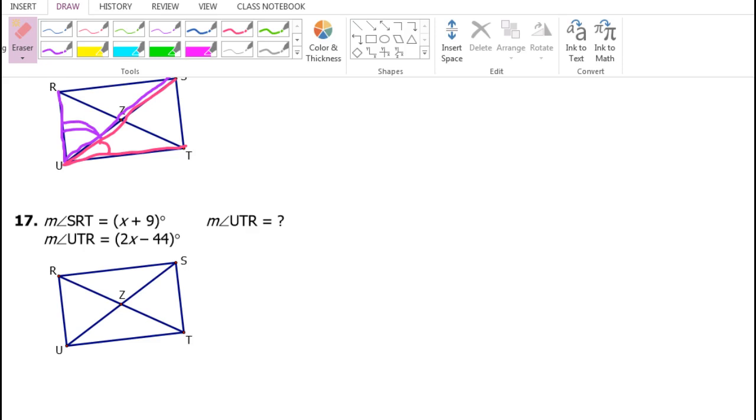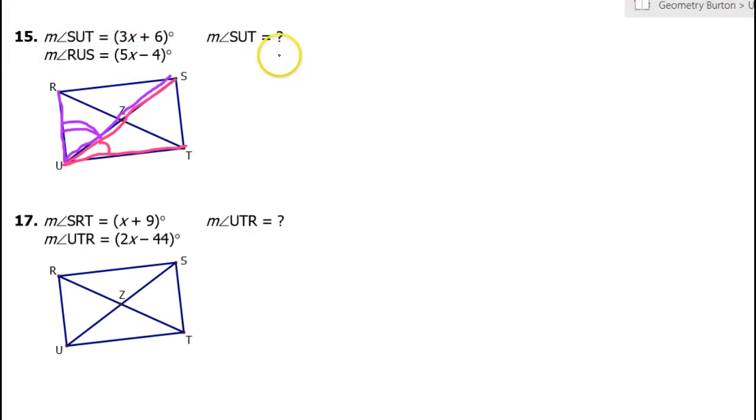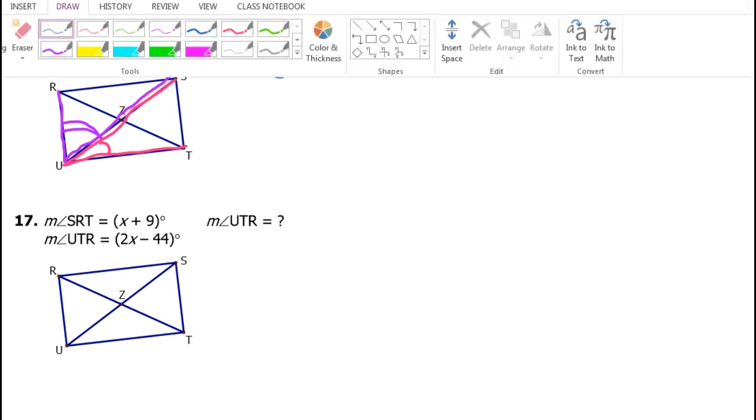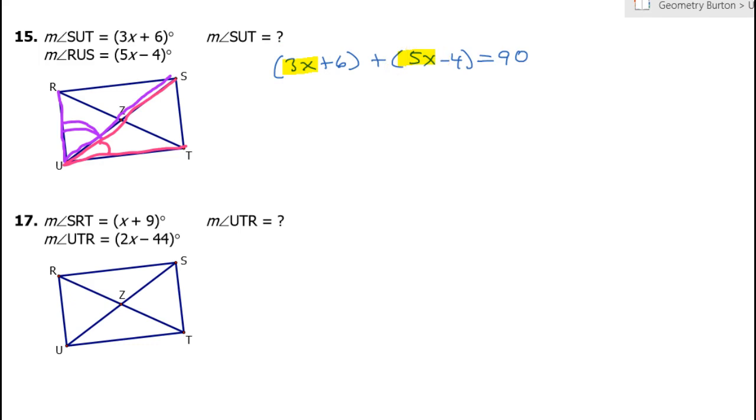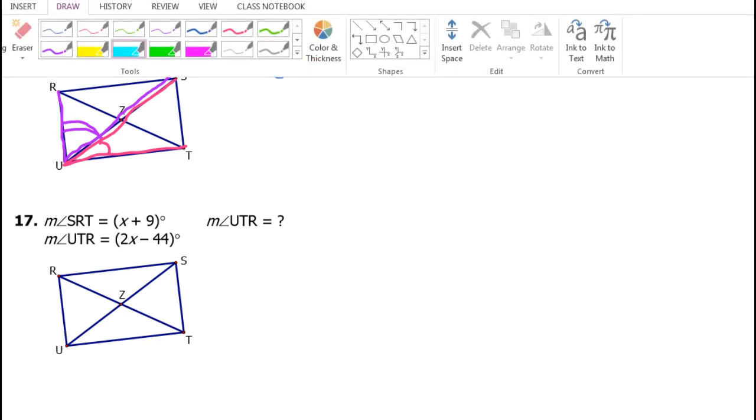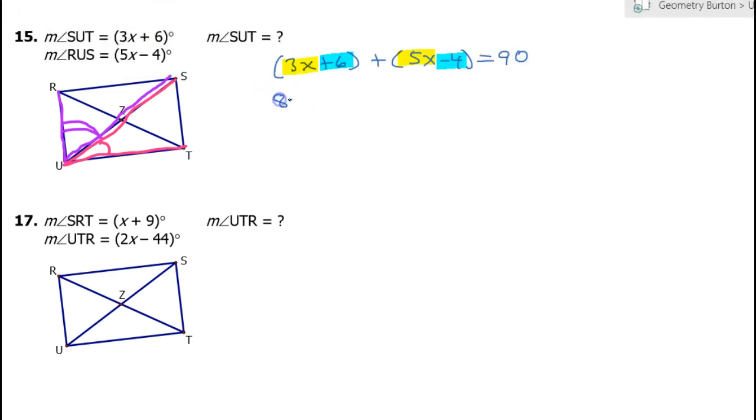So that means the 3x plus 6 plus 5x minus 4 have to add up to 90. I'm just going to combine my like terms. 3x and 5x are like terms, and 6 and negative 4 are like terms. That gives me 8x plus 2 is equal to 90. Subtract 2 from both sides, so 8x is equal to 88. Divide both sides by 8, and you get x is equal to 11.